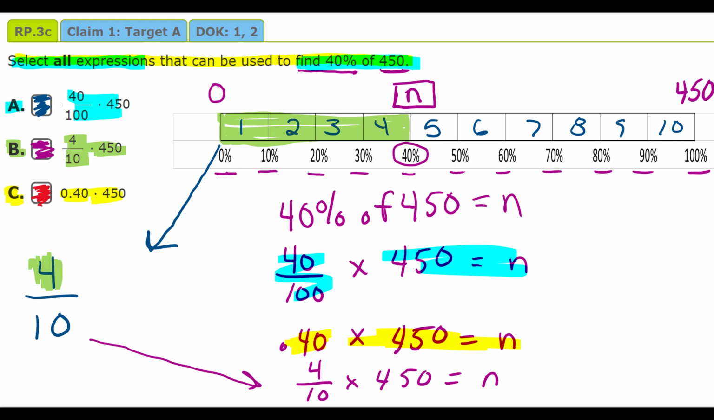So what is this answer? Well, 40% of 450 is actually 180. So this N right here is 180.